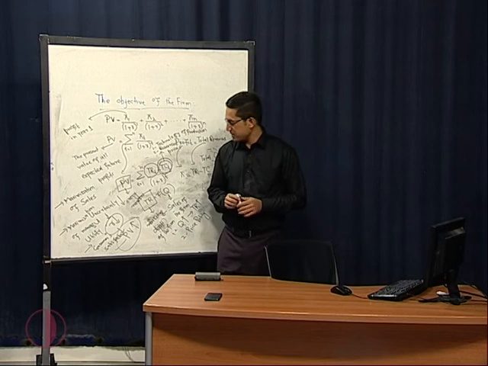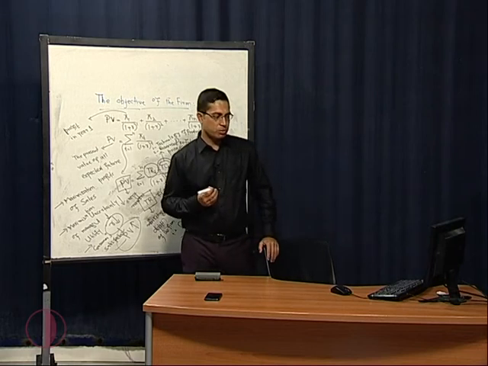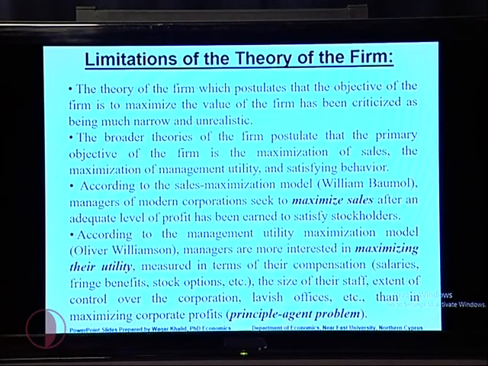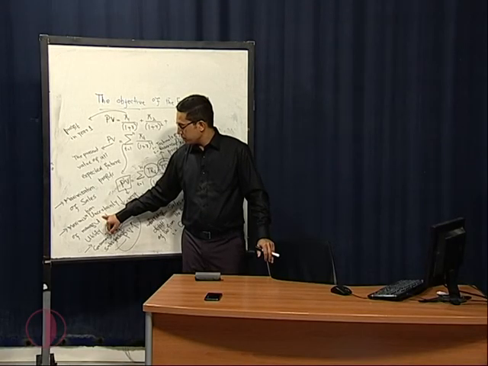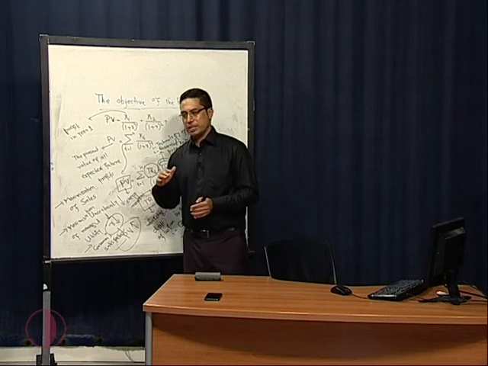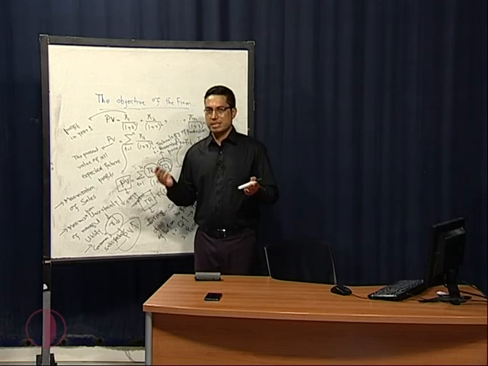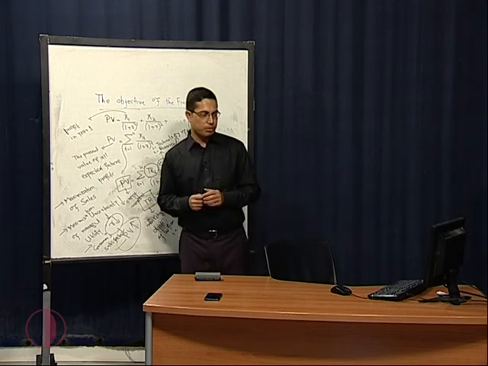According to the sales maximization model, this concept model was produced by William Baumol. According to the sales maximization model, managers of modern corporations seek to maximize sale after an adequate level of profit has been earned to satisfy stakeholders. So this model says that the sole objective of the firm is the maximization of sale after getting the adequate level of profit. Once the firm achieves its desired level of profit, its major objective is to maximize the sale. This is the basic theme of the sale maximization model.